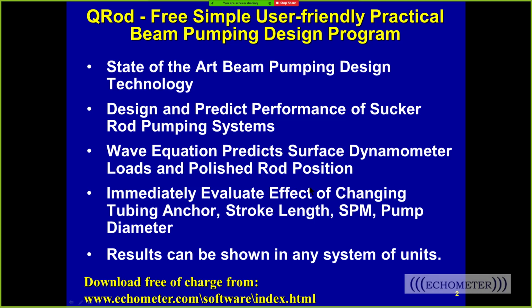It's easy to make changes of tubing anchor, stroke length, strokes per minute, pump depth, plunger diameter, and instantly see the change. You can size based on flow rate or strokes per minute. Either one will work. And the last change we made in 2015, we added any system of units, so people anywhere in the world can use the software and display their calculations in their units versus U.S. units.